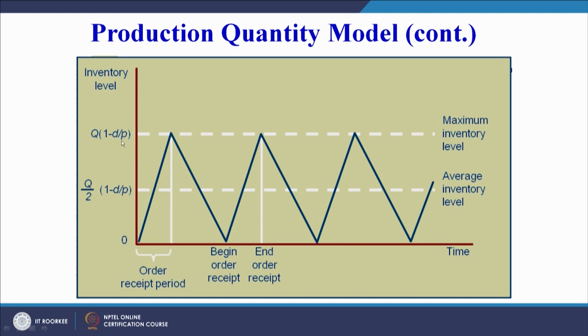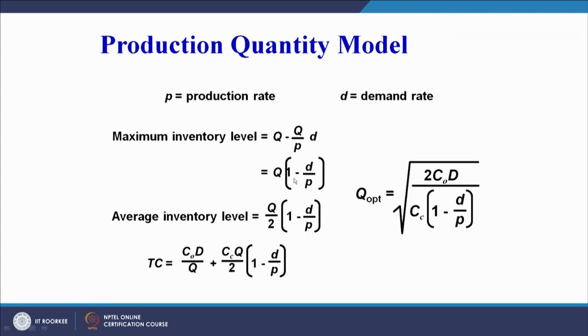Q into 1 minus D by P, this will be the maximum inventory on any given day according to the production quantity model. So Q into 1 minus D by P is the maximum inventory level. The average inventory level, obviously, is Q by 2 into 1 minus D by P. So the total cost now, as in the case of economic order quantity where we wrote an equation, similarly we can write an equation in the case of the production quantity model also.